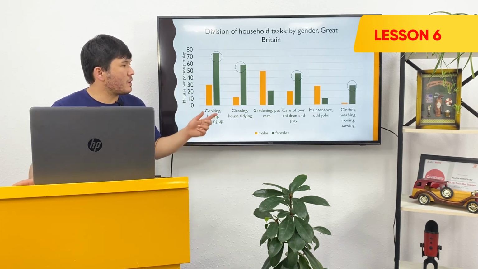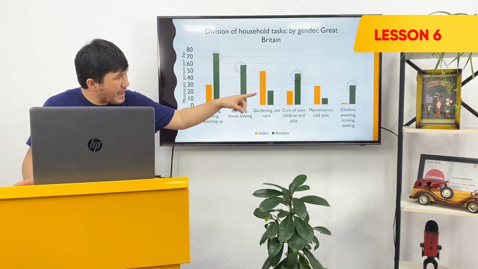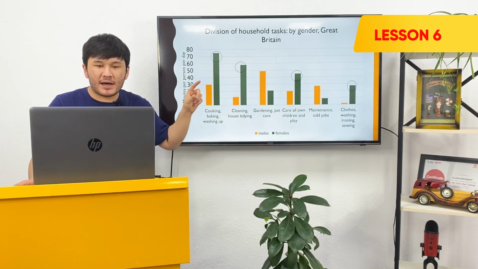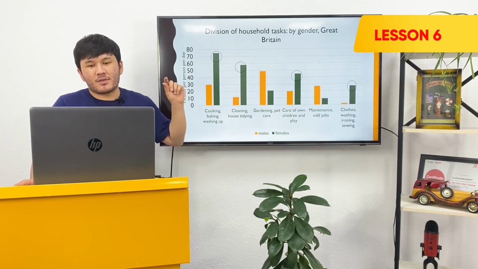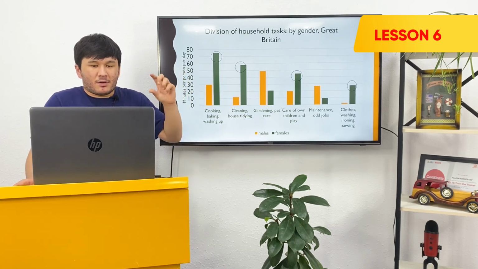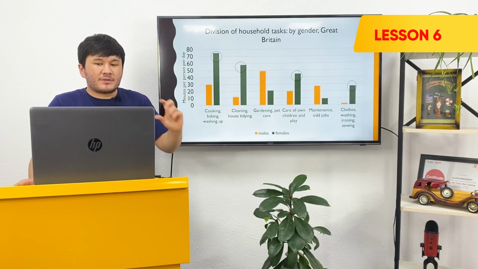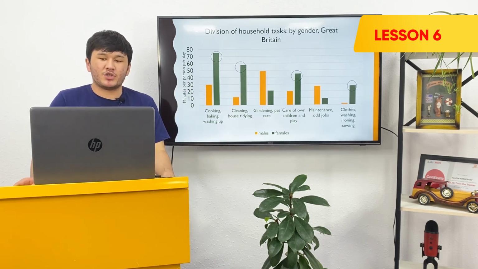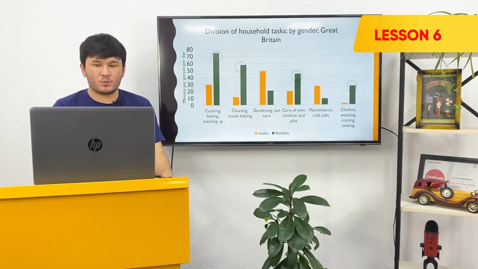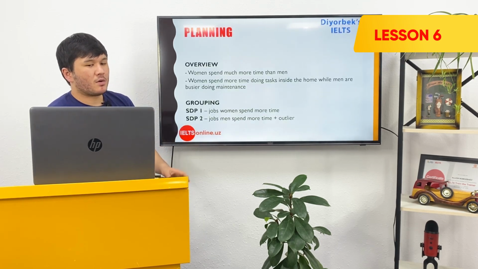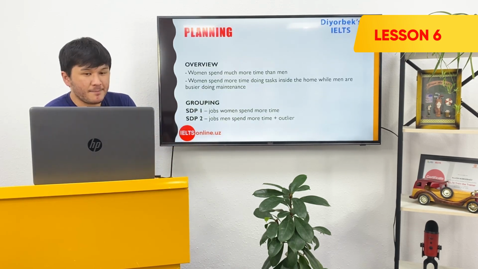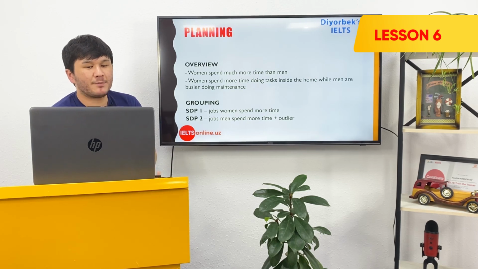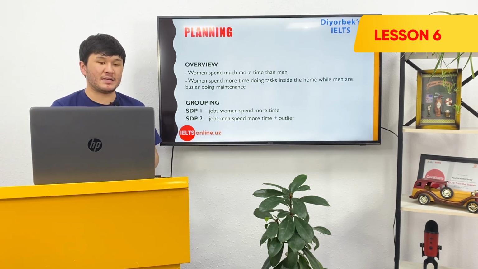So what we want to do is add the last one, which is a bit of an outlier, because this is where the least amount of time is spent, so we want to put that with men's jobs. So basically that will be our plan. Women spend much more time than men. Women spend more time doing tasks inside the home, while men are busier doing maintenance.